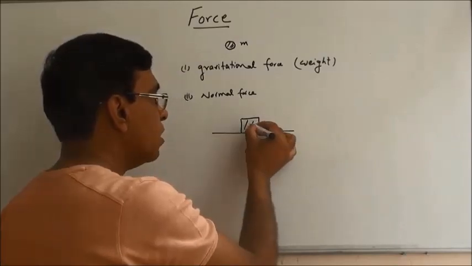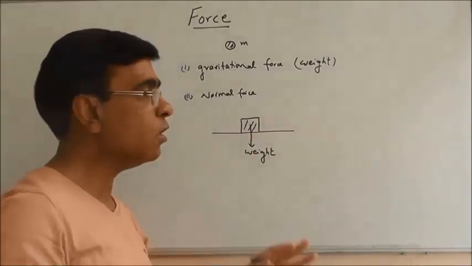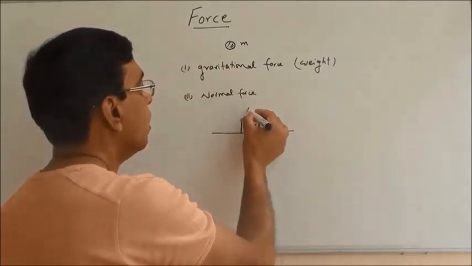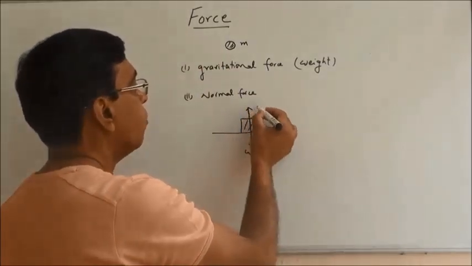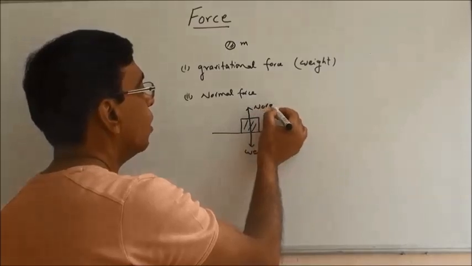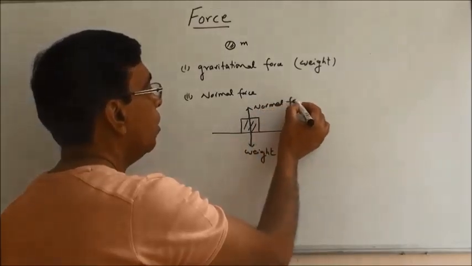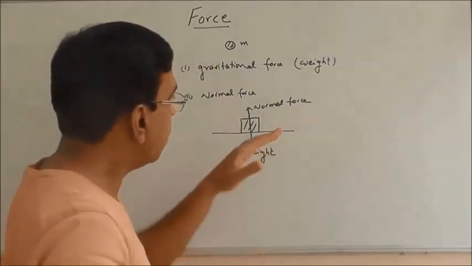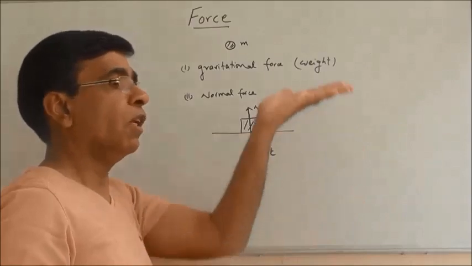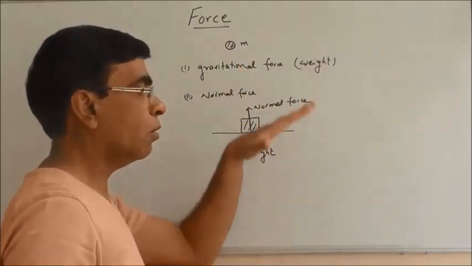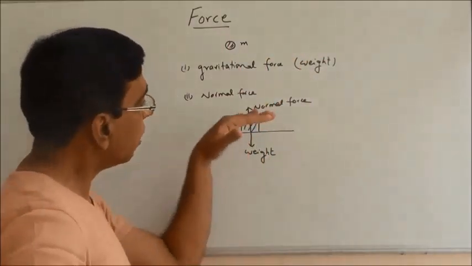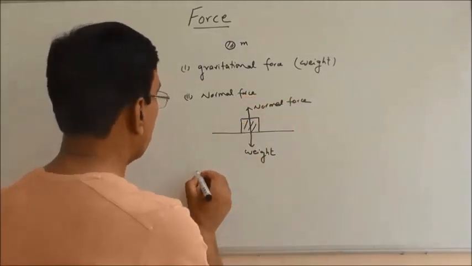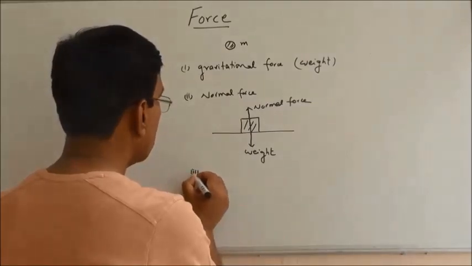Whenever any object is kept on a surface, weight acts downward, but since it is not accelerating, it means the forces on it are balanced. So there is a force in the upward direction. We will call it normal force, and they are equal. If normal force is more than weight, it will accelerate upward. If weight is more than the normal force, it will accelerate downward. But if it is at rest, it means these two forces are balanced. Okay. Another force.